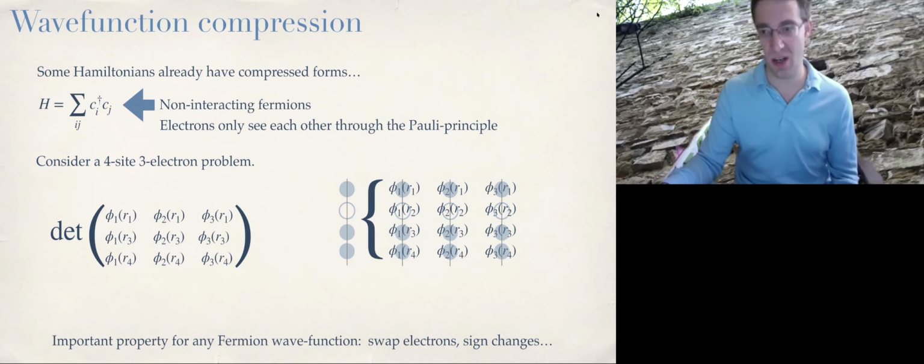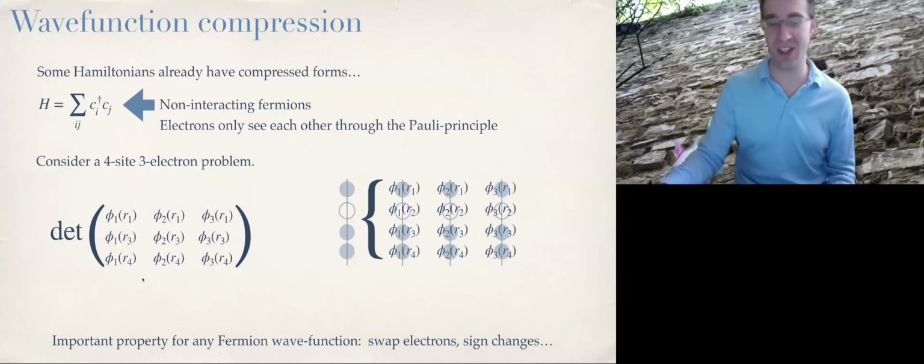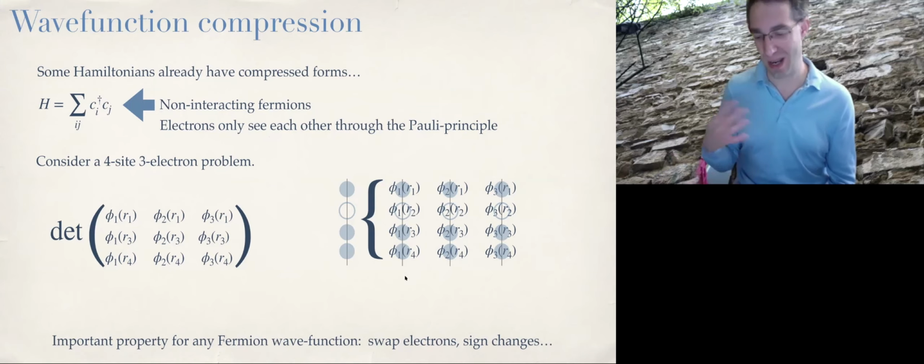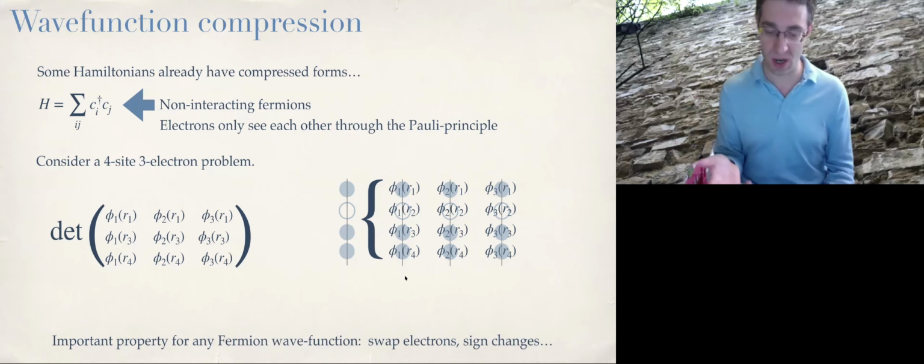You can proceed to dress this determinant in various ways, adding various correlations on top of it. But the key thing is this gives you a great physical starting point. It's very small. If I have a 200 electron problem on 400 sites, I only need 200 times 400 numbers. And I can use these numbers as parameters. So I have 12 numbers to optimize, or I have 400 times 200 numbers to optimize, no problem.